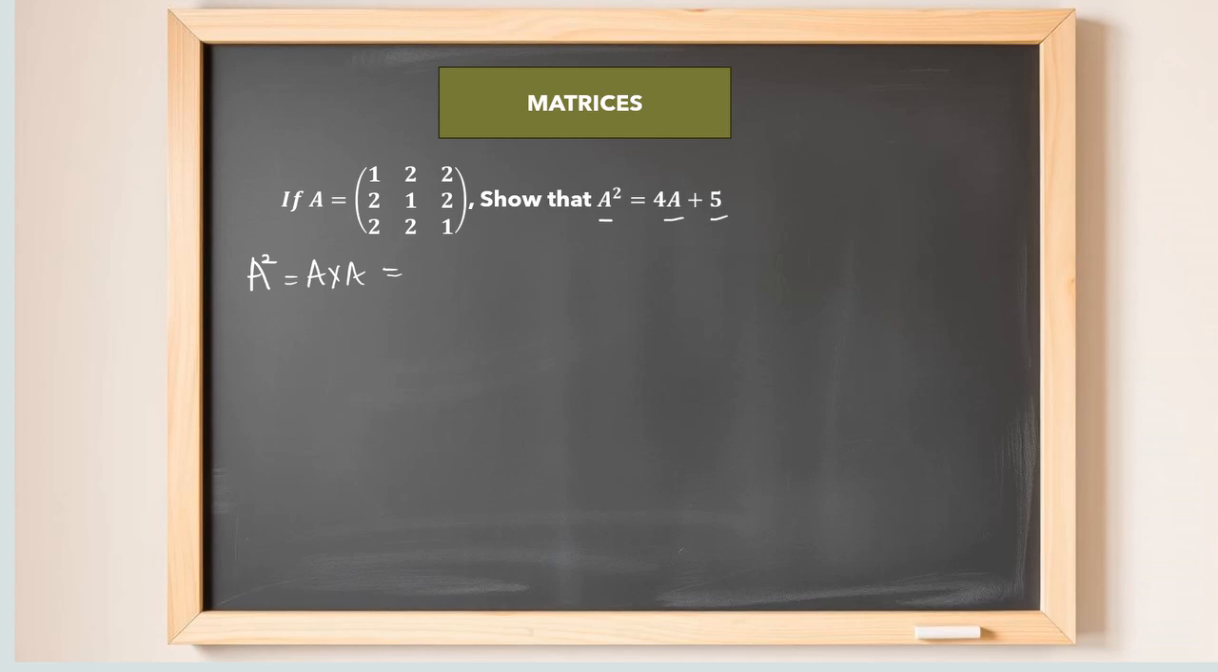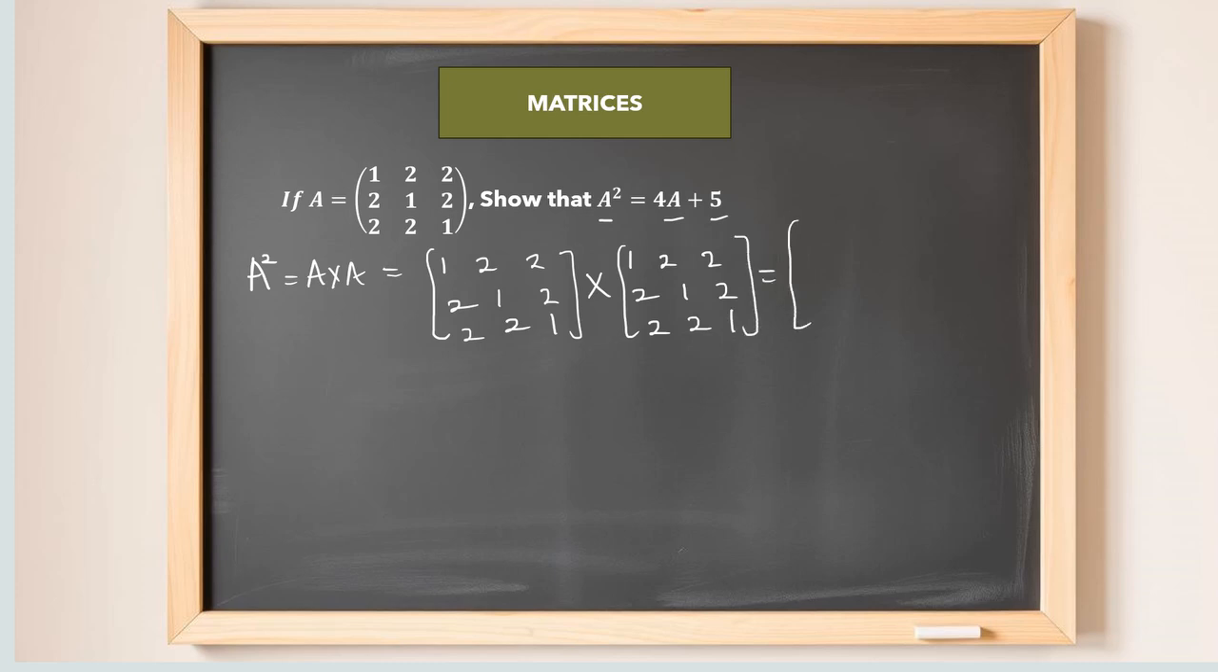That is, we want to multiply this matrix twice, and that is going to be 1, 2, 2, 2, 1, 2, 2, 2, 1. Multiplying itself means you want to repeat this, which is 1, 2, 2, 2, 1, 2, 2, 2, 1. Now, to multiply this, there's something we call row by column multiplication in matrices.